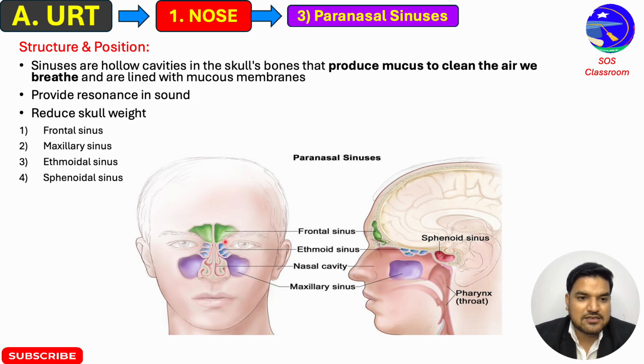Frontal sinuses are present in the frontal bone. You can see this is the frontal bone and these are the sinuses, frontal sinuses. Ethmoid sinuses are present in the ethmoid bone. You can see this is the ethmoid bone and sinuses present in the ethmoid bone. These are the sphenoid sinuses present in the sphenoid bone and these are the maxillary sinuses present in the maxillary bone. So there are four sinuses present in the skull bones.